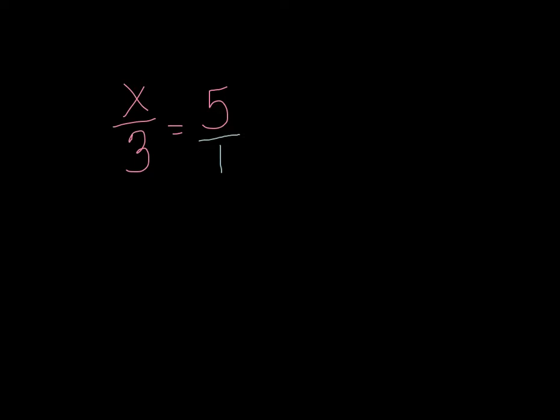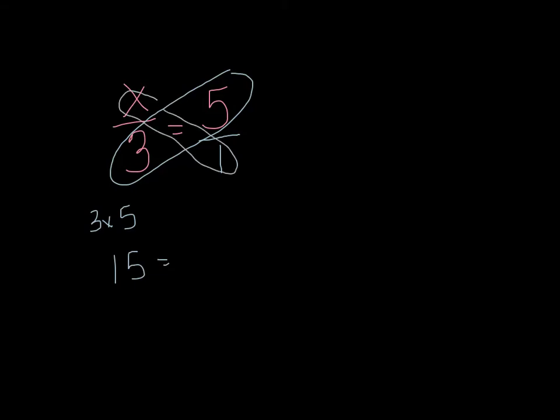And then I use what I know about proportions. I multiply my cross products. I'm going to do 3 times 5, which is 15. And 1 times x, identity property of multiplication, is just x. So my answer is 15.